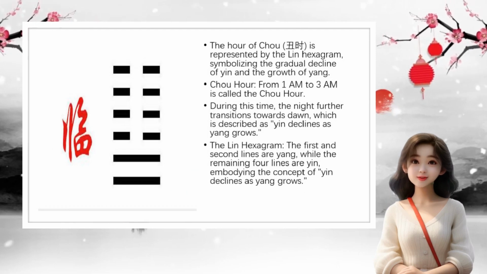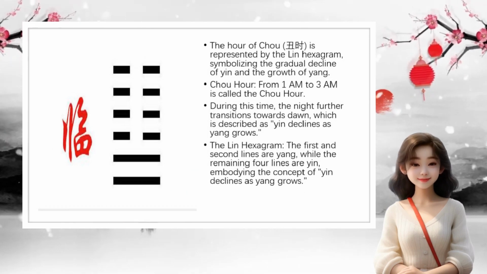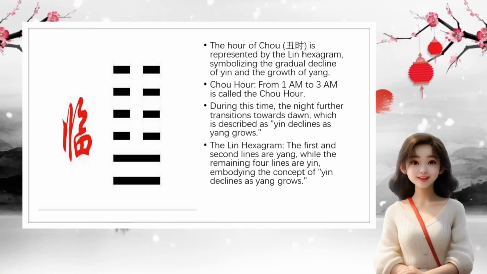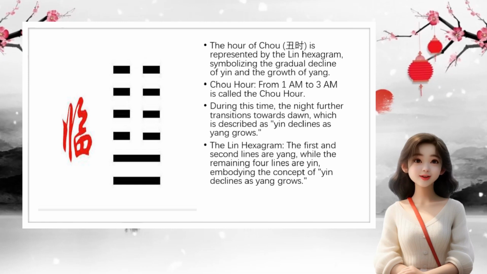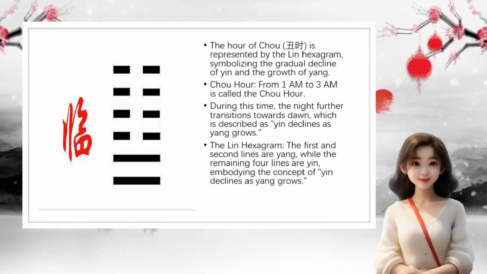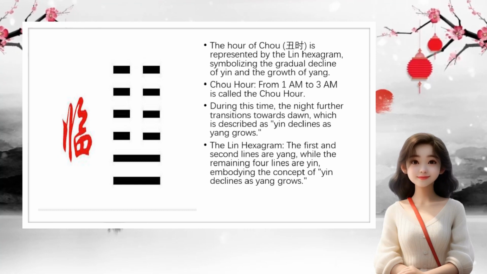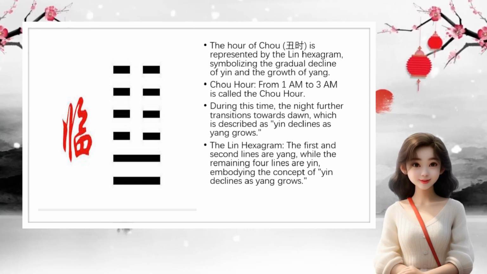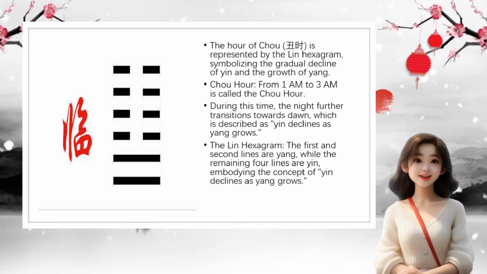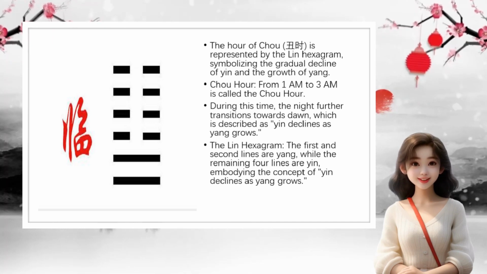The hour of Chou is represented by the Lin hexagram, symbolizing the gradual decline of yin and the growth of yang. Chou hour, from 1 a.m. to 3 a.m., is called the Chou hour. During this time, the night further transitions towards dawn, which is described as yin declines as yang grows. The Lin hexagram, the first and second lines are yang, while the remaining 4 lines are yin, embodying the concept of yin declines as yang grows.